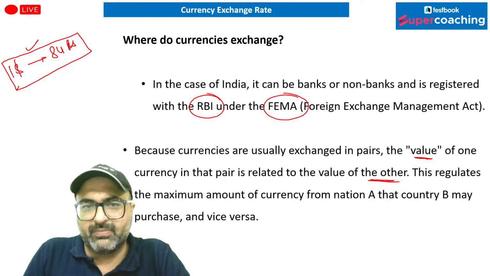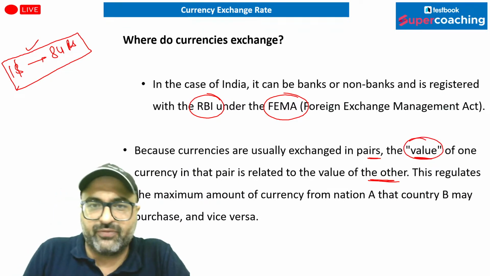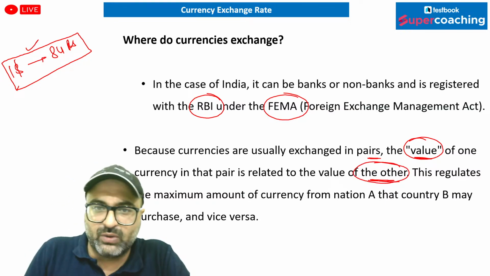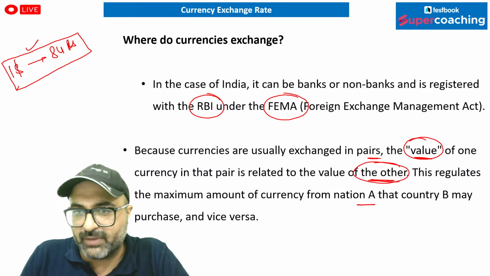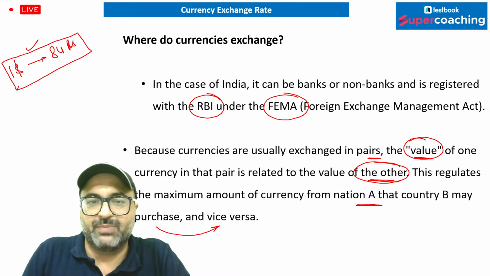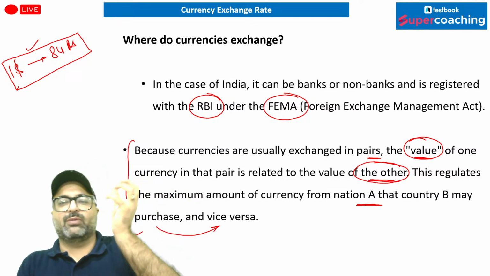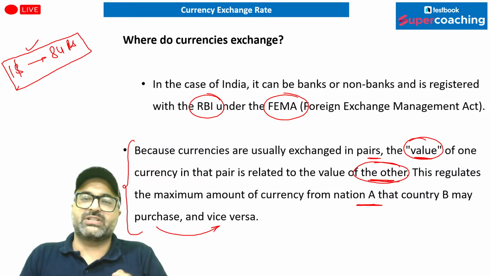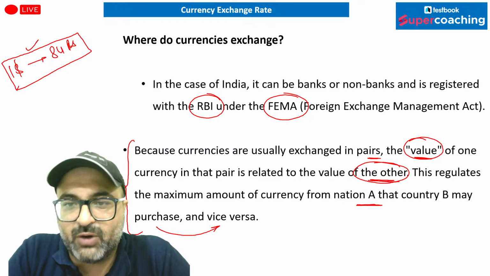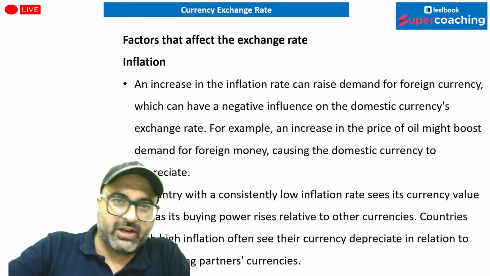Because currencies are usually exchanged in pairs, the value of one currency in that pair is related to the value of the other. This regulates the maximum amount of currency from nation A that country B may purchase and vice versa. So basically, with the help of the value identified for a pair, it regulates the maximum amount of currency which can be purchased or sold. Rick, I'm answering one of your questions.